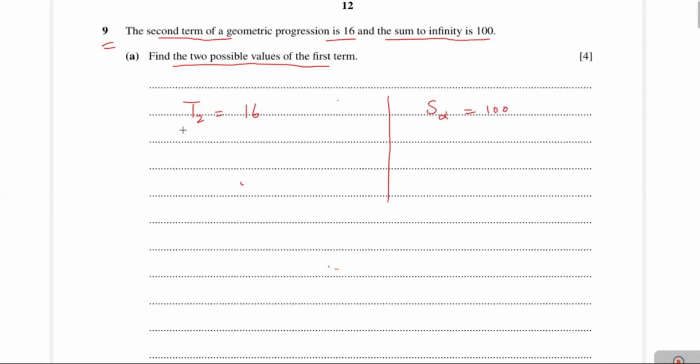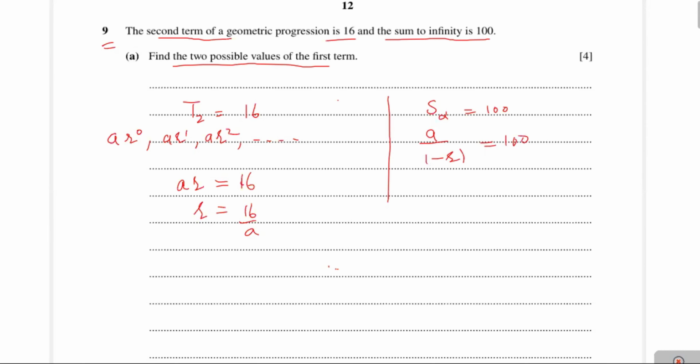And for the geometric progression, we suppose that a, ar, ar square, and this is the geometric progression. In this geometric progression, ar is the second term, that will be equal to 16. Therefore, we can write it as r will be equal to 16 over a. Here is S infinity. The formula is a over 1 minus r equal to 100.